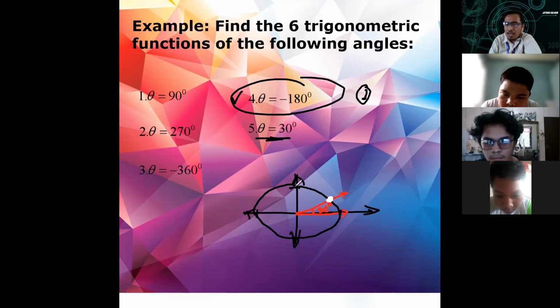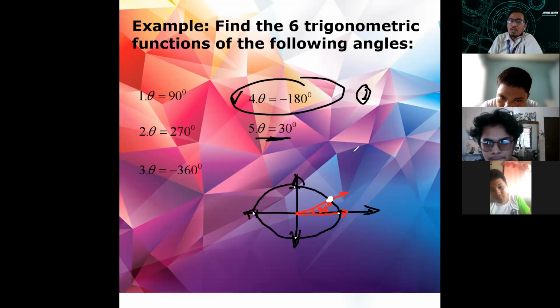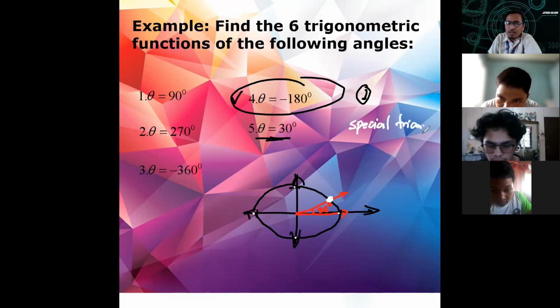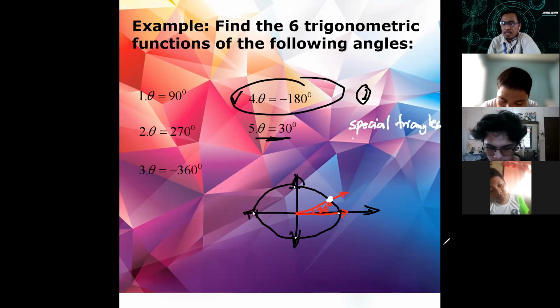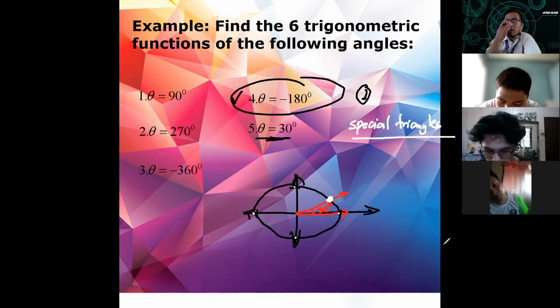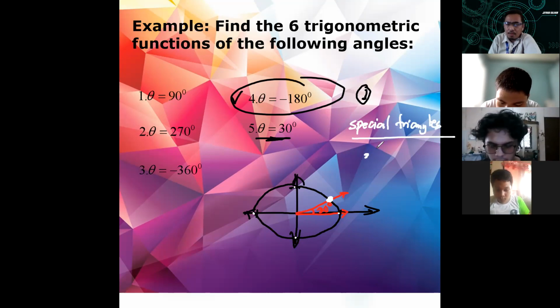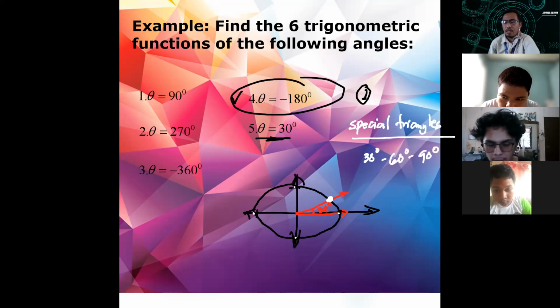Unlike the quadrantal angles, it is not on the axis anymore, it is here. Now the so-called special triangles come to help. Have you heard about special triangles? There are 2 types of special triangles that you need to remember. The first one is the 30, 60, and 90 degrees triangle.